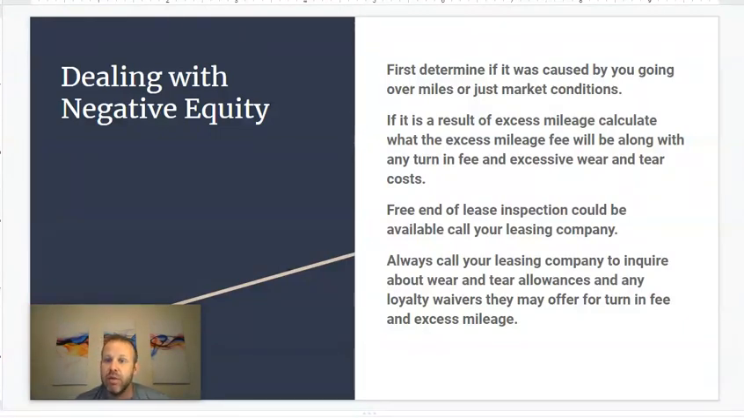So if it was a result of excess mileage, calculate what your excess mileage fee will be. So let's say you're over your miles by 20,000 miles over your limit, and it's 20 cents per mile. So that's $4,000. 20,000 times 0.2 is $4,000 in excess mileage fees. Yikes, not great. There could also be like a turn-in fee. So look at your contract. It could be anywhere from like $350 to $500. It's usually in the upper right-hand corner of the front page of your original contract. So look at that. Add that to your tally. So now we're at 4,350.